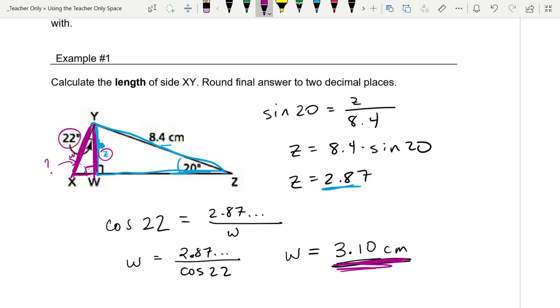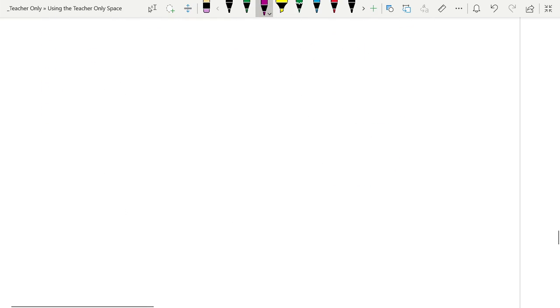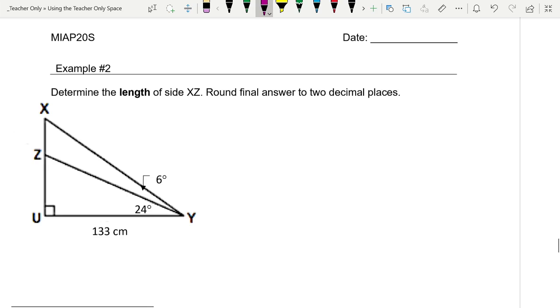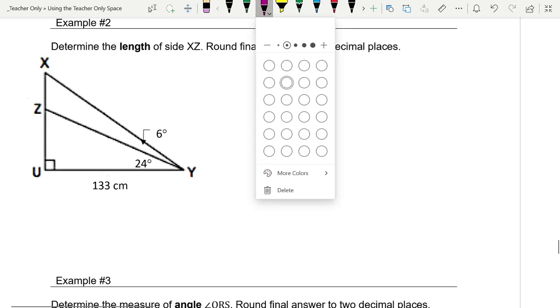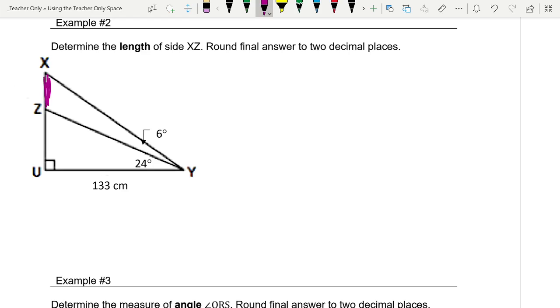All right, look at this guy. Determine the length of side xz. Now, here's the thing about xz. Xz is not an entire length in this right triangle. It's only from there to there. So that's what I'm looking for. That's the side I want.